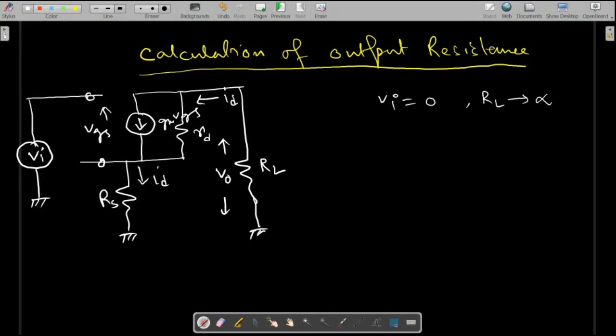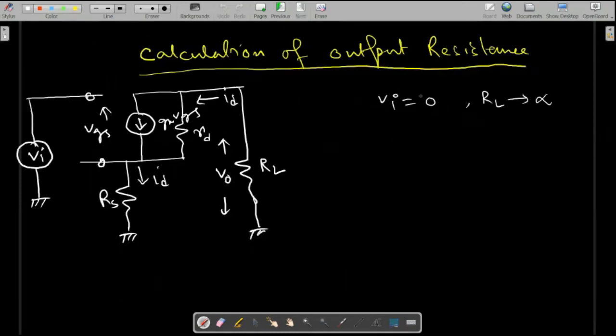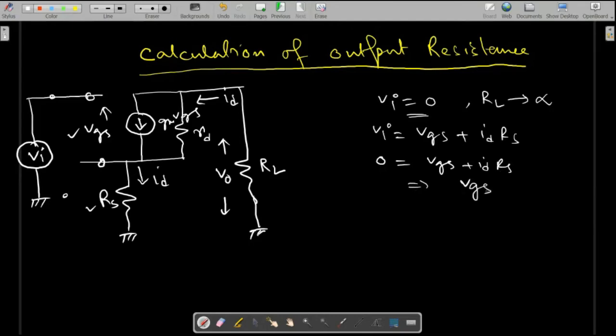So if I look at the input side KVL once again, just check the derivation, which type of equation we got by applying KVL at the input side. We got this one. Okay. So VI equal to VGS plus IDRS. Here you can check the voltage VI, the voltage between this point with respect to ground, that is basically this voltage plus the voltage drop across the resistance. So we can write VI equal to VGS plus ID into RS. And as per the condition, because we are going to calculate output resistance, VI is 0, so 0 equal to VGS plus ID into RS, that gives VGS equal to minus ID into RS. By putting the condition VI equal to 0 here, we got this after putting the first condition.